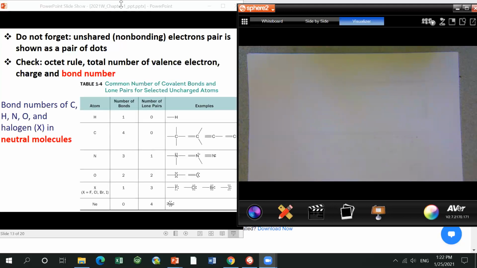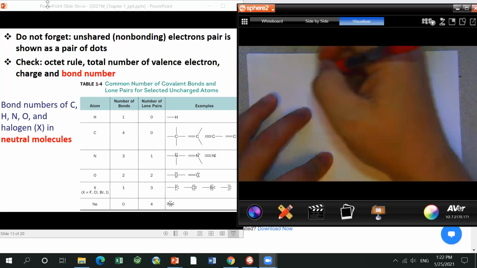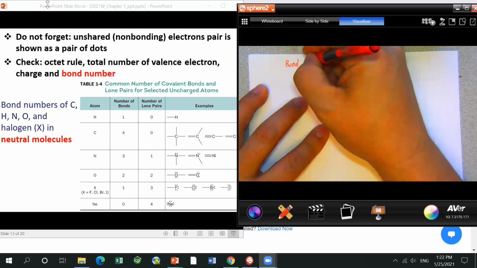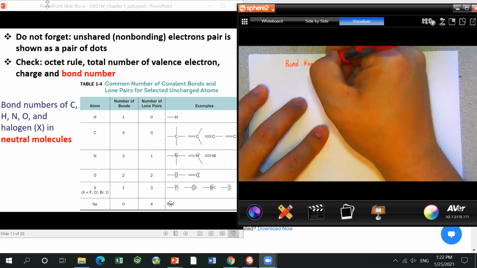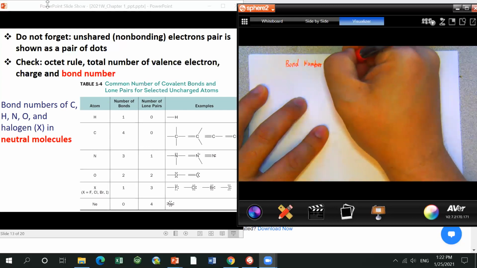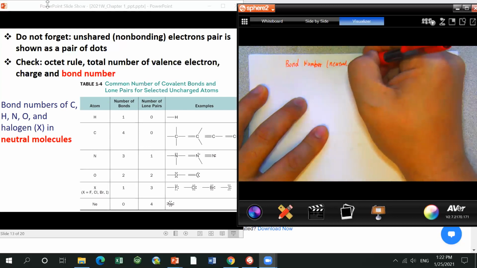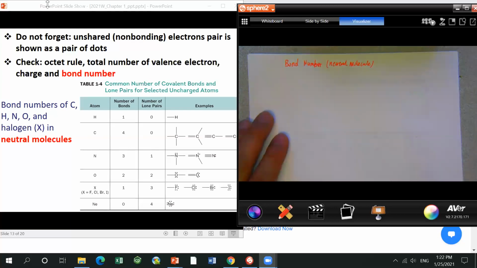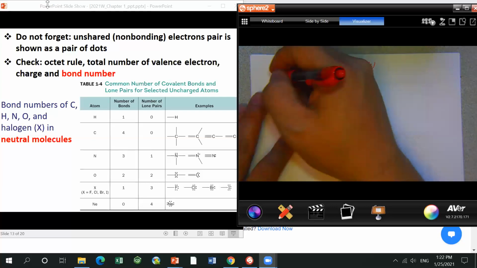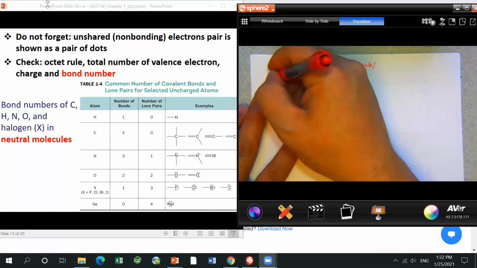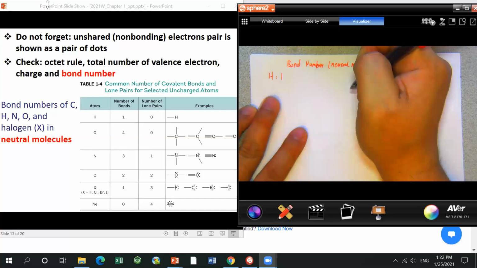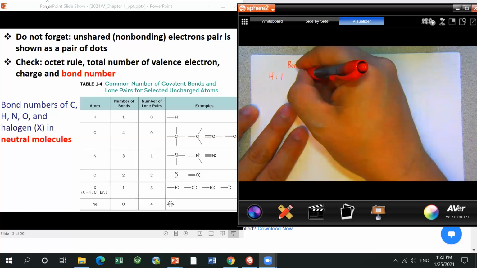Bond number. When atoms form a molecule, especially a neutral molecule, different atoms have different bond numbers. They have very specific bond numbers. So write it down here. Hydrogen normally builds only one bond. And then carbon normally builds 4 bonds.